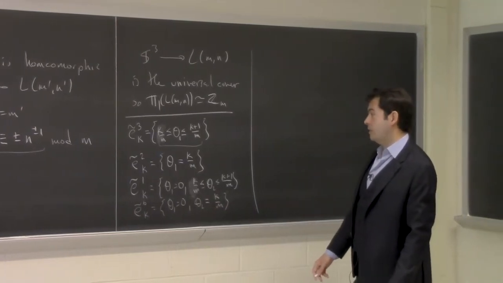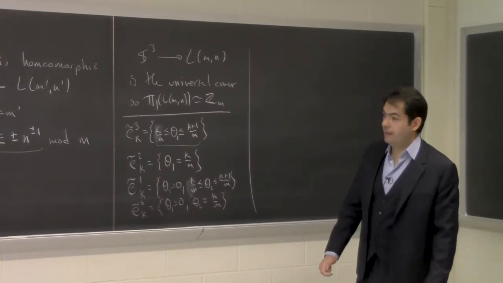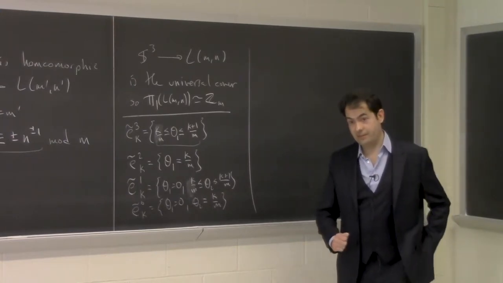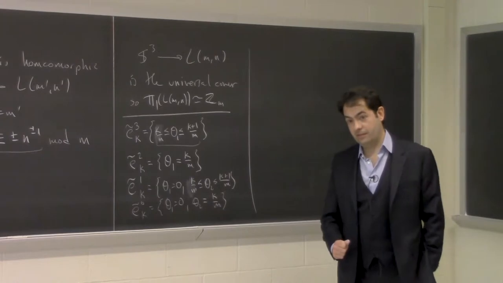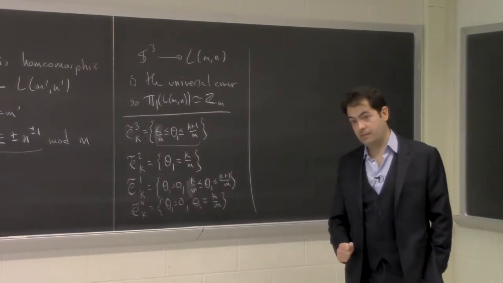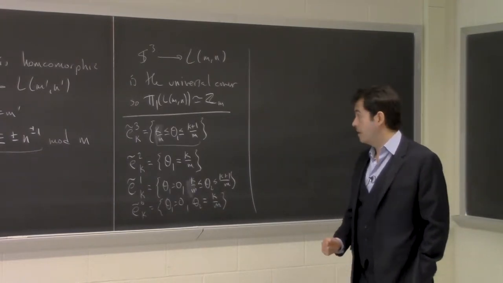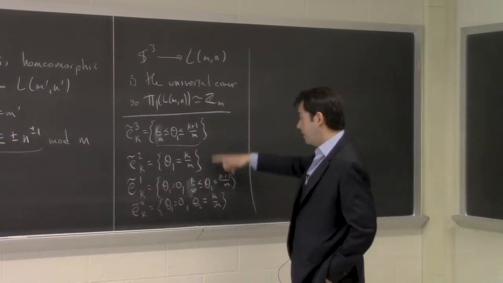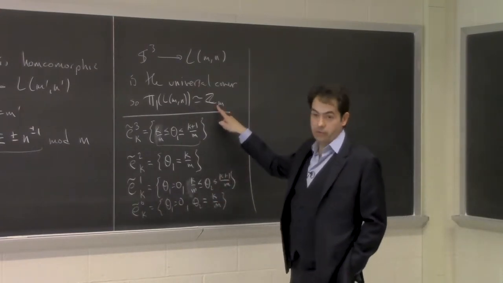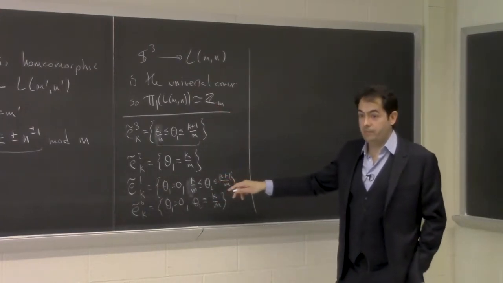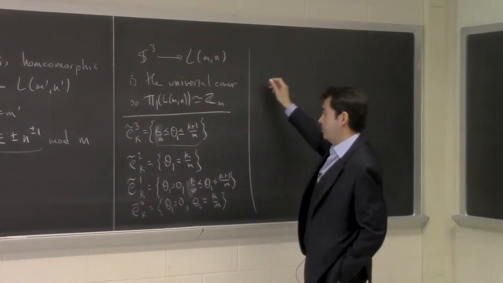Okay, so let's try a picture. Yes? Sorry, before you draw the picture, can you comment on how many cells we have in each dimension? Yeah, so here, in all of these, K runs over C mod M. So we have M of them, yeah. But they're all identified.